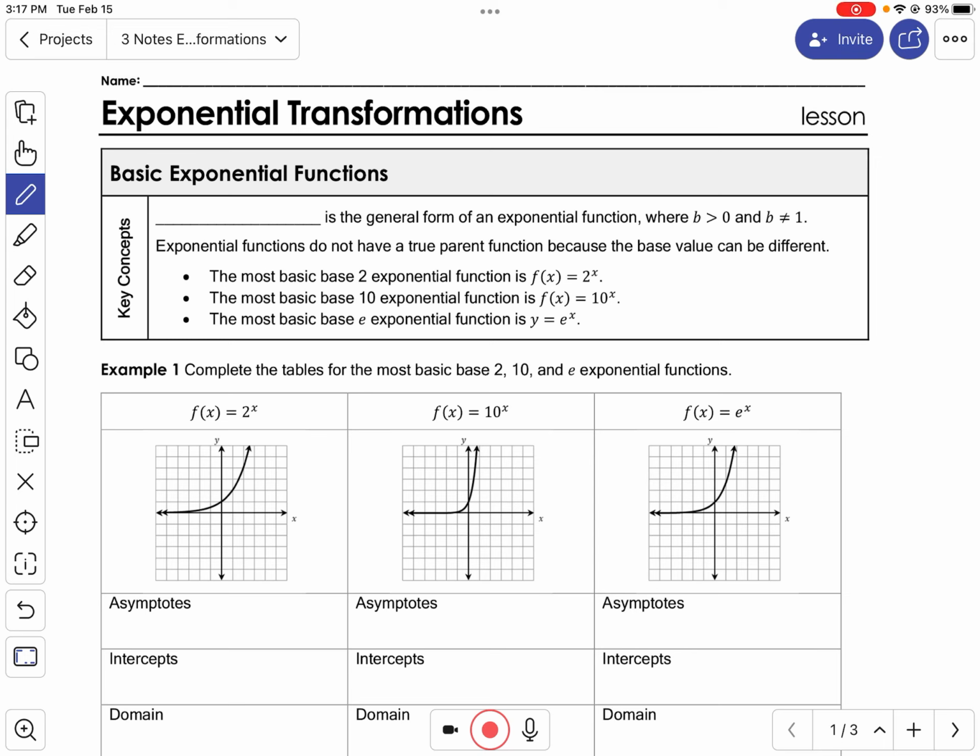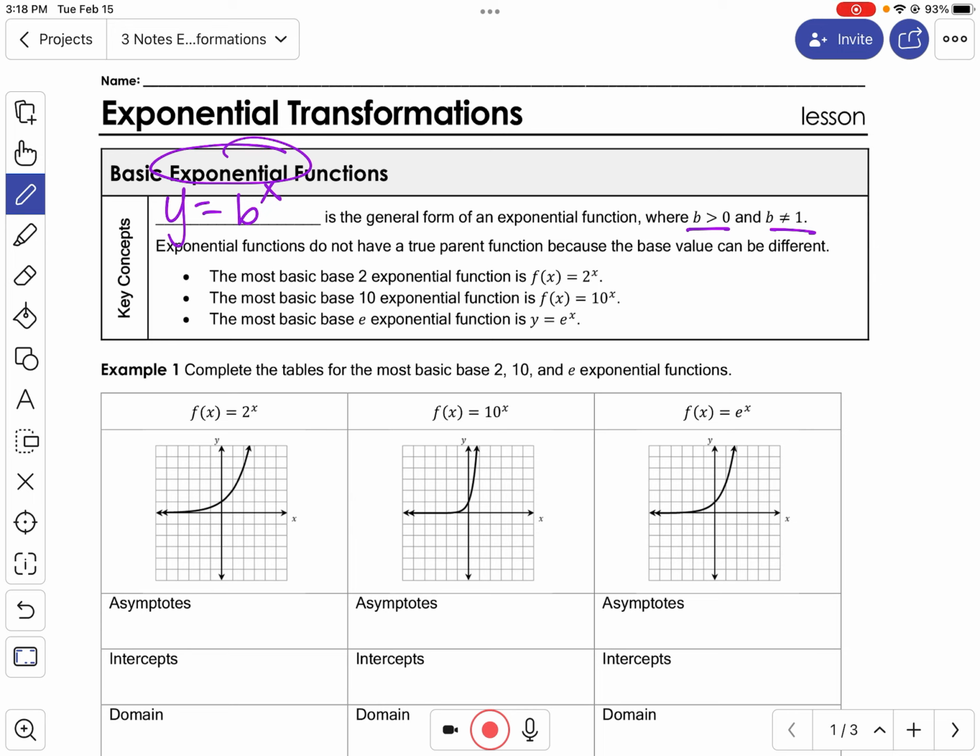Okay, so in this lesson, we're going to be looking at exponential transformations, like the transformations we've looked at in all the other functions. So the basic exponential function is y equals b to the x power. Anytime it's exponential, that means x is a part of your exponent. Notice that b, which is your base, the number or term that's directly in front of your exponent, has to be greater than 0 and cannot equal 1.